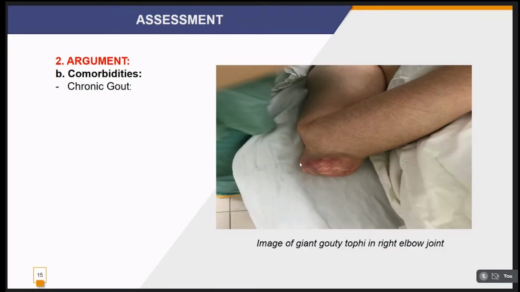Also we are not seeing any broken tophus, the white blood cell count is normal, and the temperature is not high, so we can't see any complication like a broken tophus or infection in the patient.